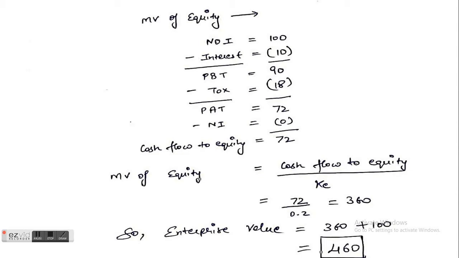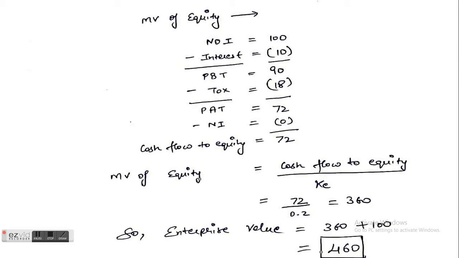and the profit after tax remains 72. We have to subtract the net investments to arrive at the cash flow to equity number. The cash flow to equity number here is same as that of profit after tax. As already mentioned, the net investments are zero. Now market value of equity can be derived by using this formula, which is the cash flow to equity divided by cost of equity. Hence 72 divided by 0.2 gives us 360, which gives us an enterprise value of 460, where 360 is the market value of equity and 100 is the market value of debt.